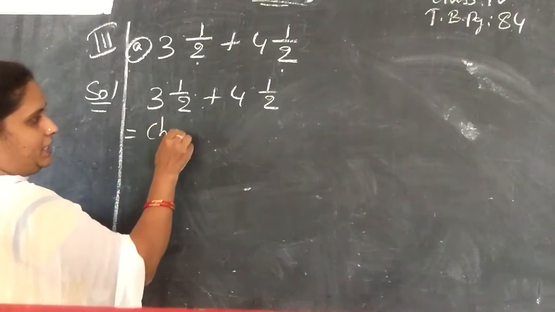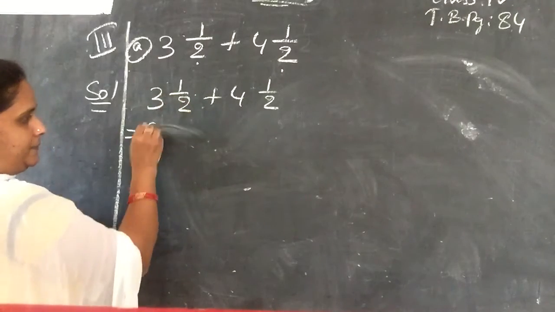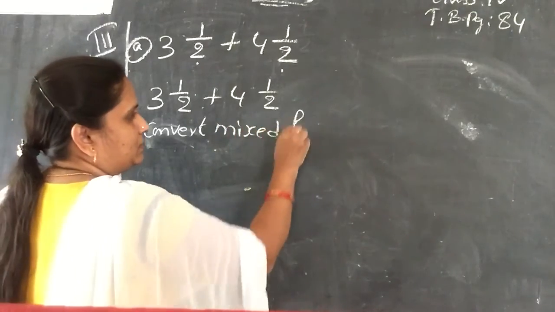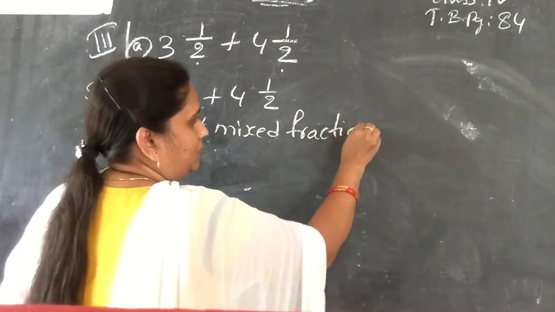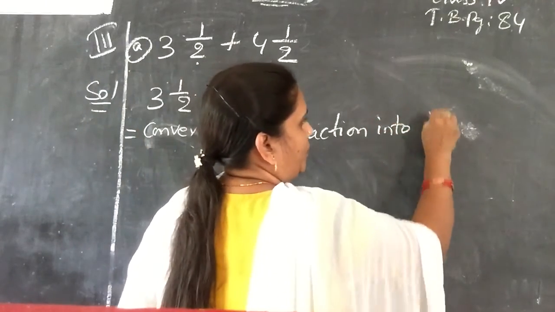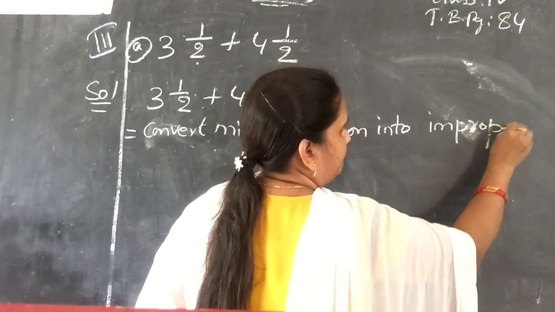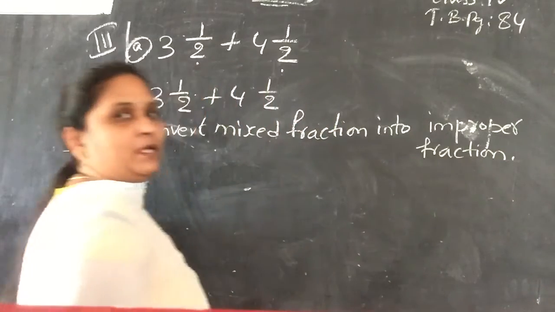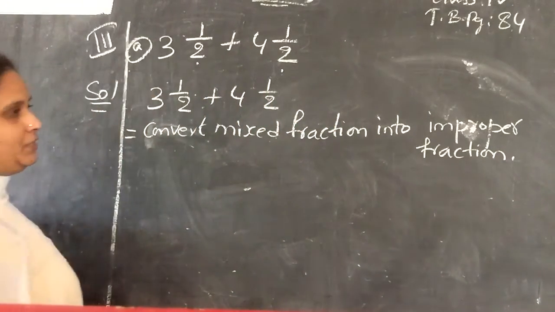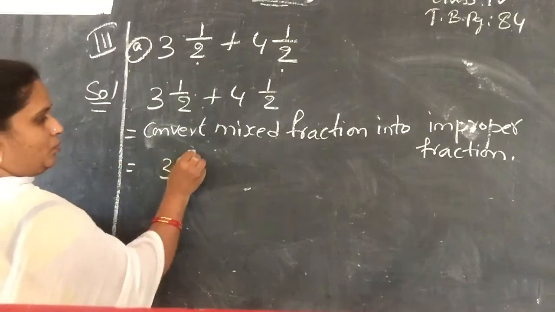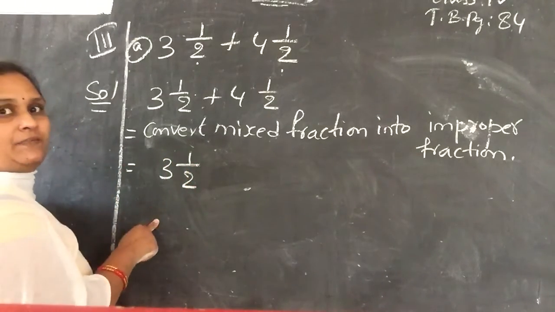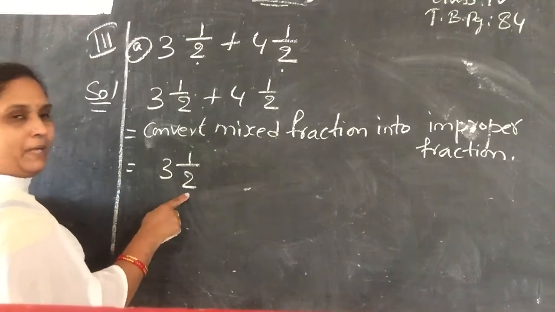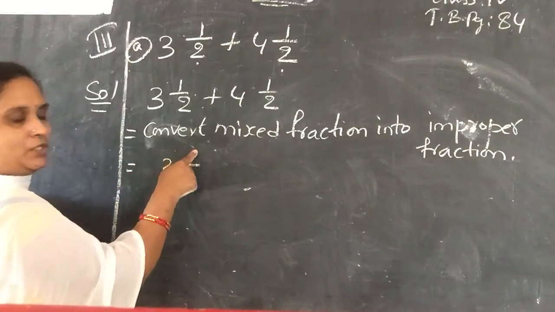So write down, convert mixed fraction into improper fraction. Okay. So now 3 1 by 2. How to convert the mixed fraction into improper fraction? Denominator and whole number both should multiply, and with the numerator should be added.